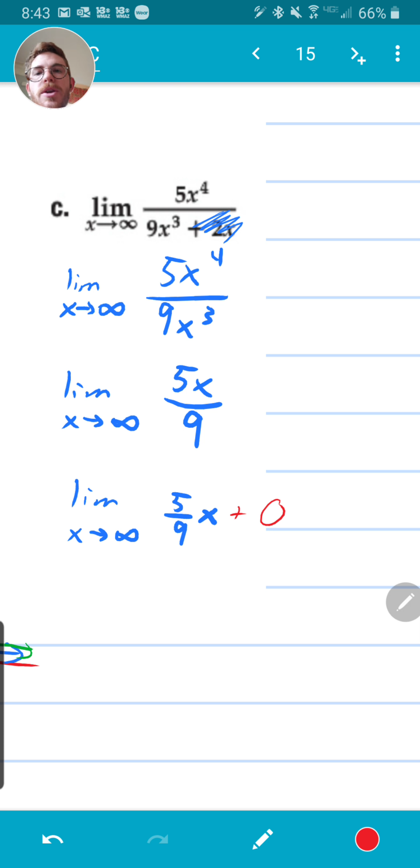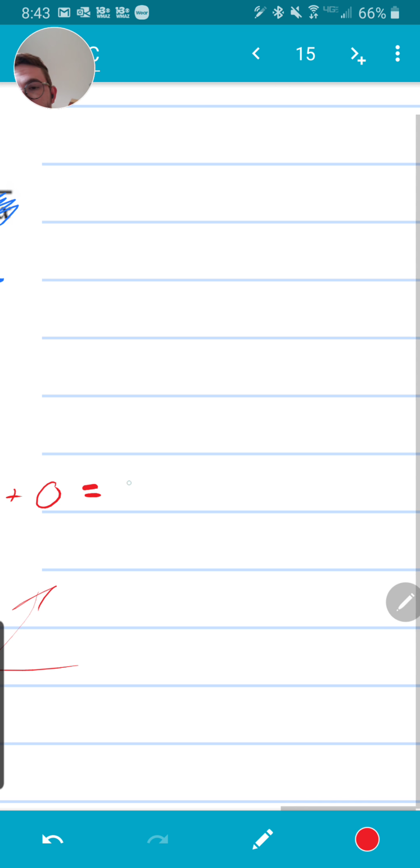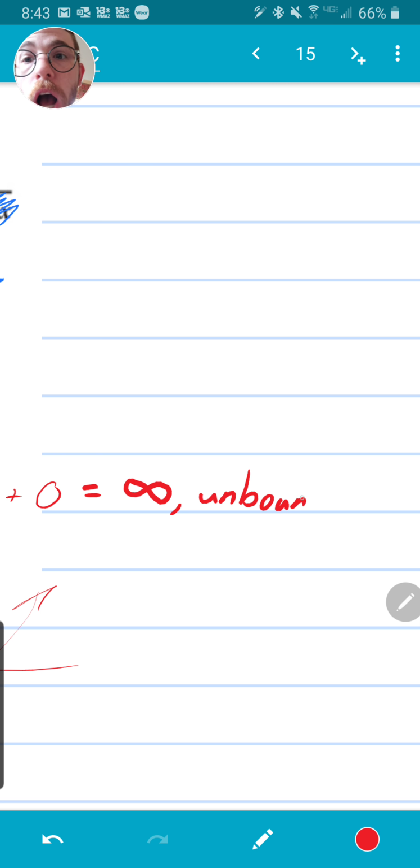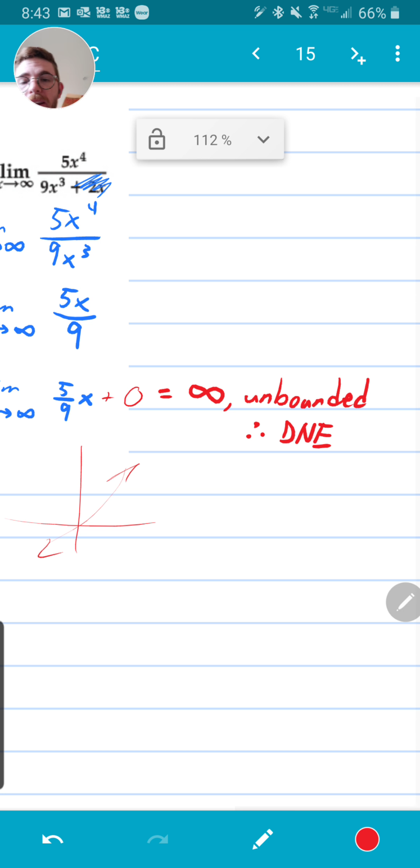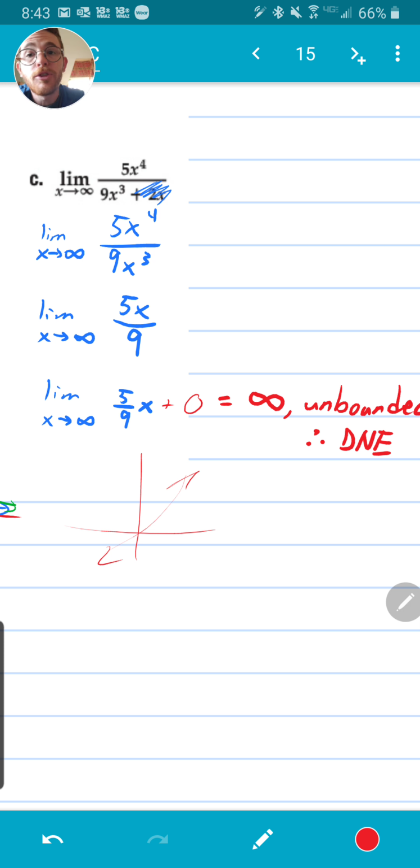And a polynomial we know we can treat with the leading term test, or you could graph this out really quick. We know the slope is positive, so it's going to look something like this. And the limit as x approaches positive infinity, looking at the right side of this graph, is approaching positive infinity, which is unbounded. Therefore, our limit technically does not exist. But the positive infinity is important. It gives us direction. So it's all going back to our limits to infinity of polynomials.